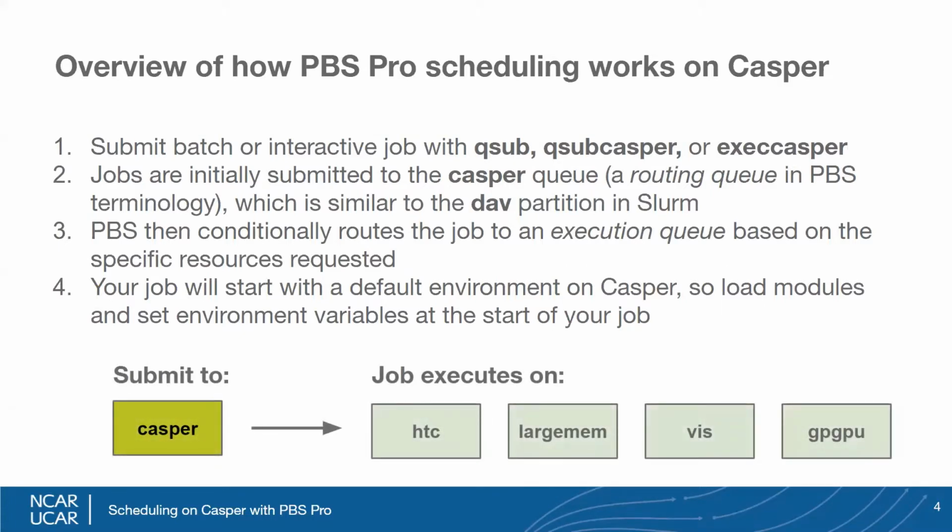And just to give a little graphical there, what you'll do is submit to this Casper queue, and the job will execute on one of these execution queues. These follow those general node classes that I described before. So we have our HTC execution queue, our largemem, our viz, and our GPGPU. So if you run a qstat and you see a job that you've submitted, odds are it's going to be listed under one of these execution queues. It's not going to show Casper under the queue category, so don't be confused by that. It's just that PBS has already routed your job to the execution queue that it will eventually run on.